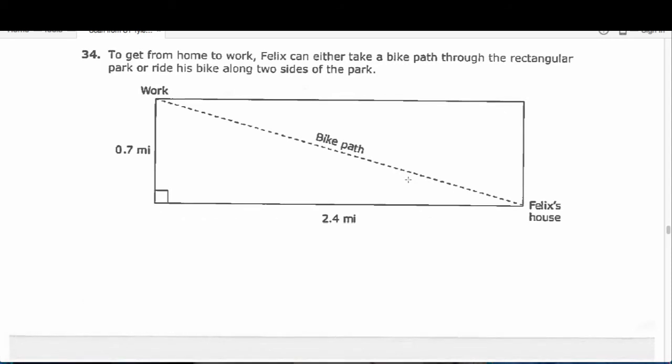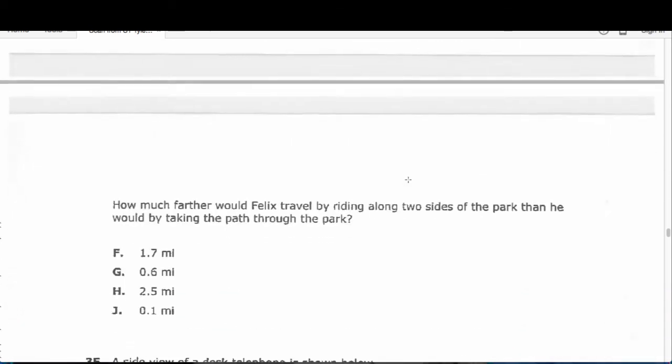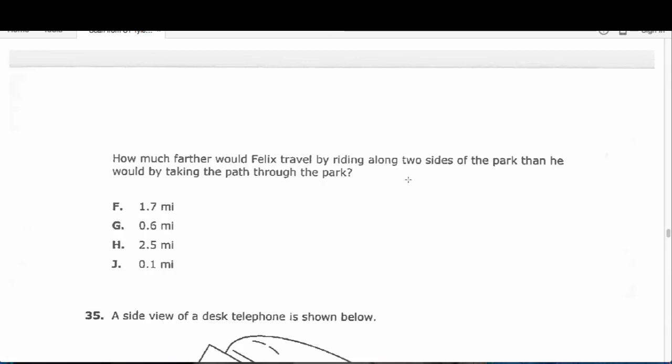Question 34. To get from home to work, Felix can either take a back path through the rectangular park or ride his bike along 2 sides of the park. If you need the math read, please raise your hand. How much further would Felix travel by riding along 2 sides of the park than he would by taking the path through the park?